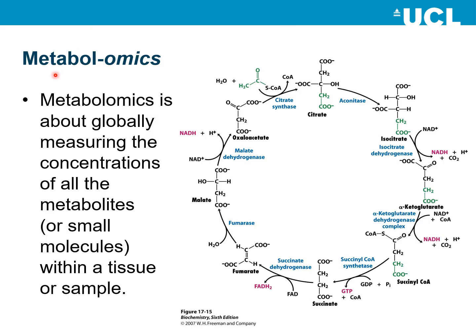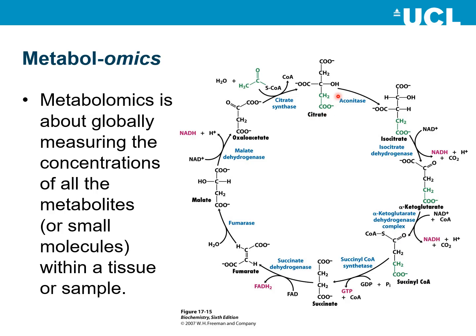And the final omics technique that we'll look at is metabolomics. So this is about measuring the concentration of all of the metabolites or small molecules in a sample. So here's a metabolic pathway again. We have small molecules. It's the citric acid cycle or the Krebs cycle.